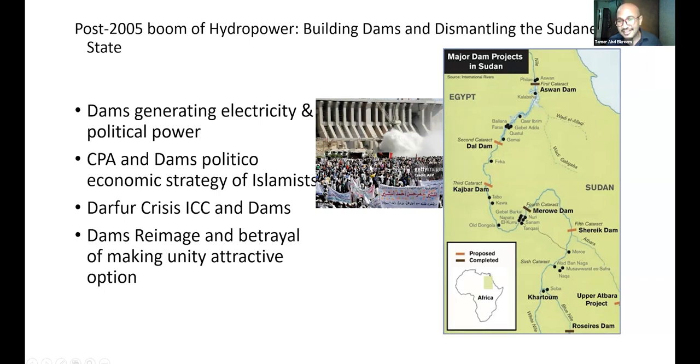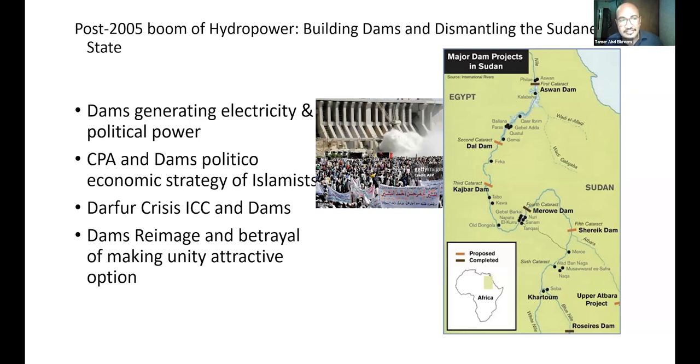This image is very telling. To give you some background, in the few pages I will read, you will know the background. But the image is the inauguration of Merowe Dam. That was one day before the ICC issued a warrant against Omar al-Bashir for accusing him of committing genocide and war crimes in Darfur. And the timing is also very telling, because the inauguration of such a huge project was a very political one. And also the construction of the dam itself was political, as we will see.